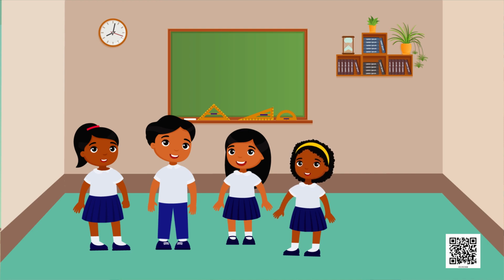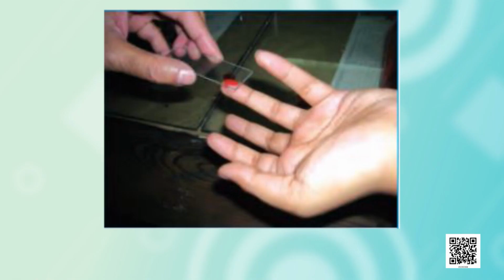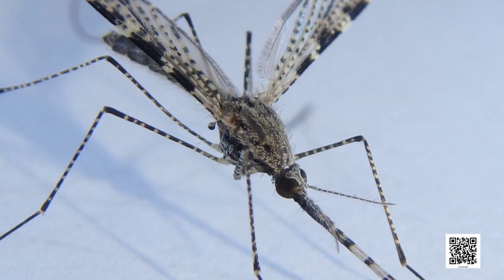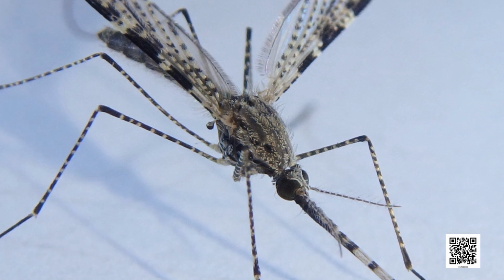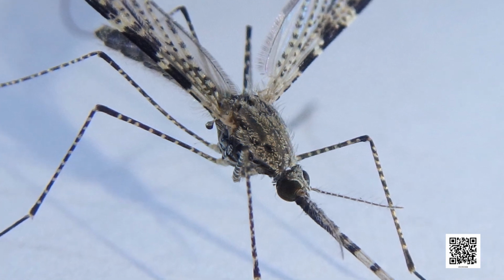Dear children, now look at this picture. Taking the blood on the glass slide for test, malaria spreads through female mosquitoes named Anopheles. Look at this picture. This is the female mosquito Anopheles.